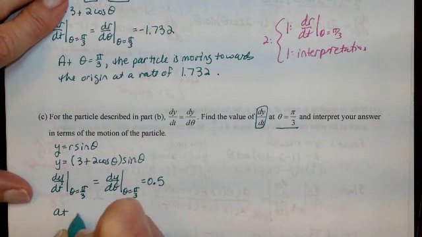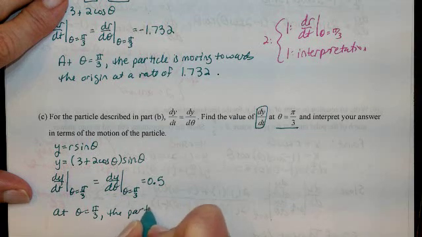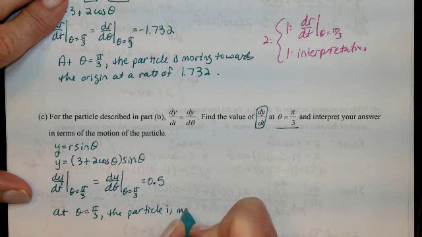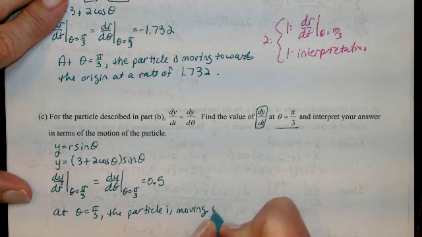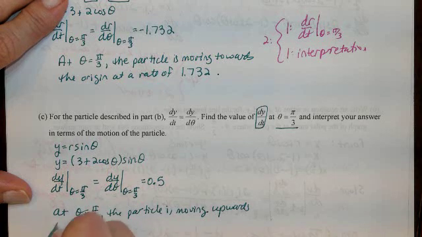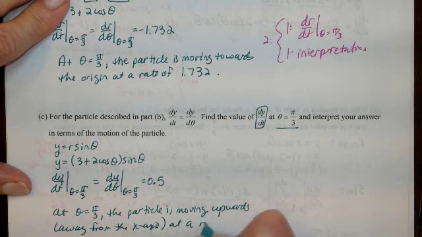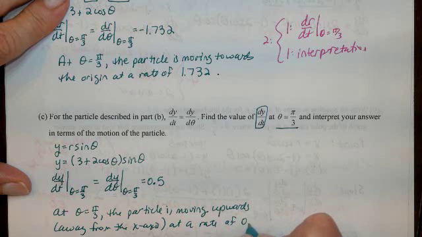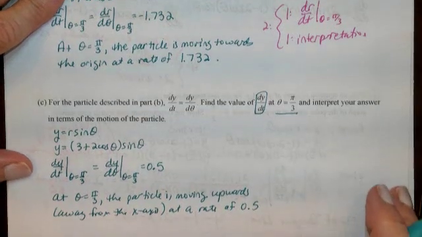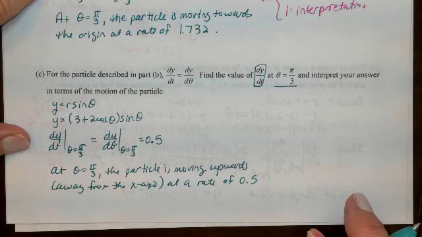So at theta equals pi over 3, the particle is moving upwards, which is also away from the x-axis, at a rate of 0.5. They did not tell me to use units, so I won't, but that would be units per whatever their time unit was, okay?